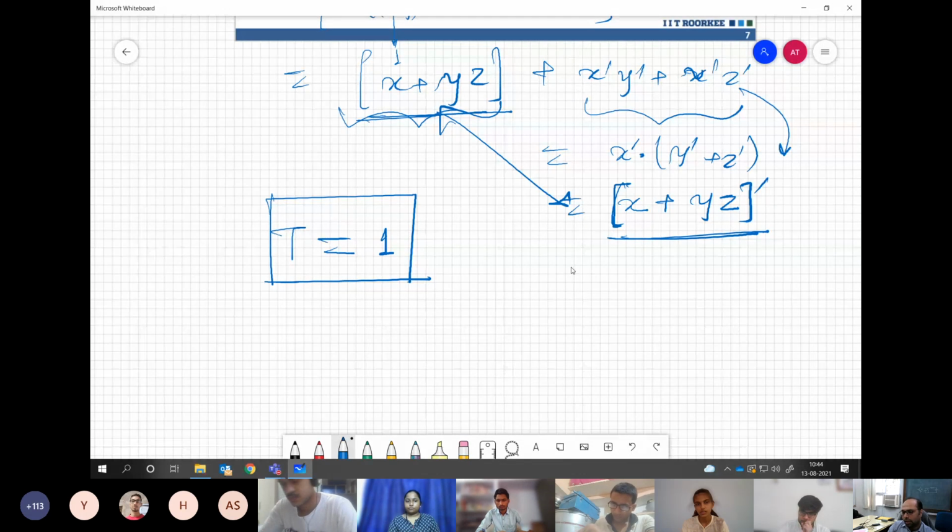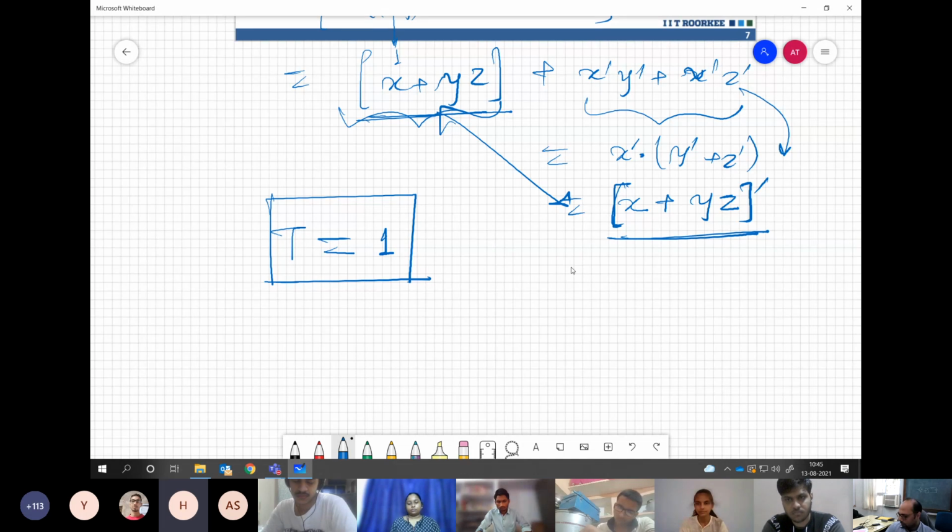So that is how we can simplify big switching functions or some other complicated forms, and we can come up with a good, reasonable design for the logic circuit. Clear? Yes or no?